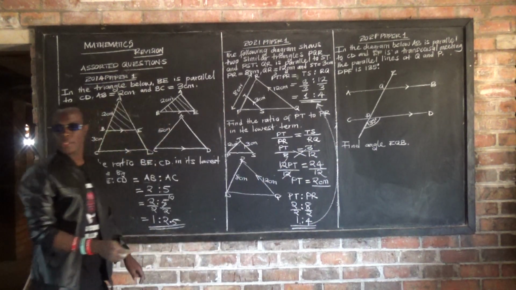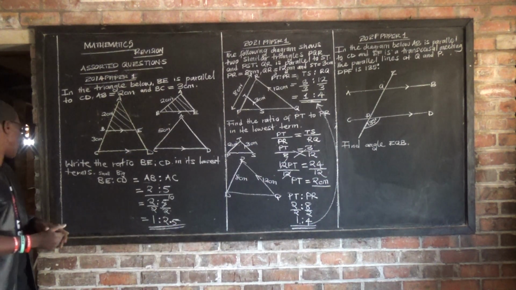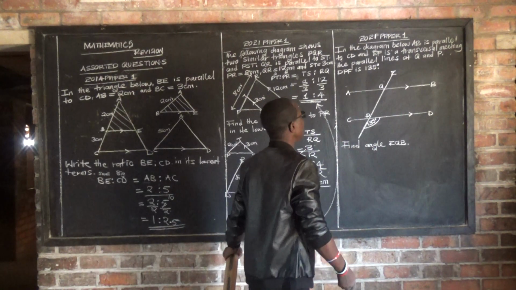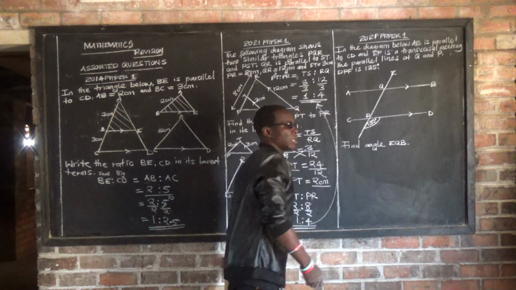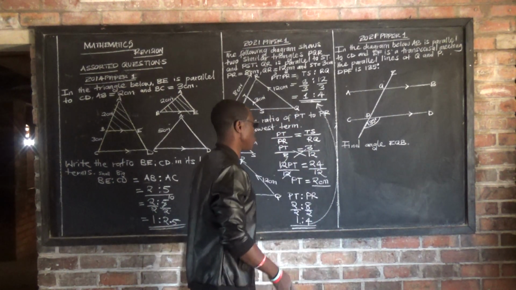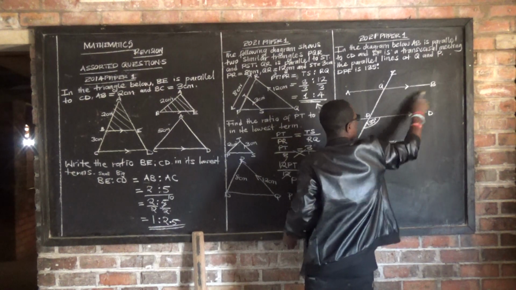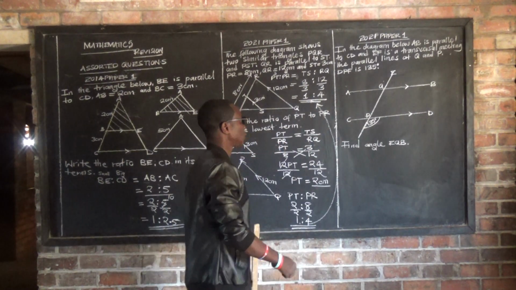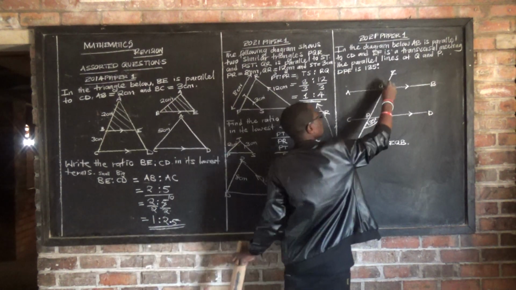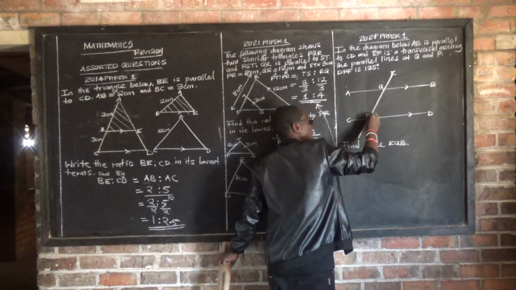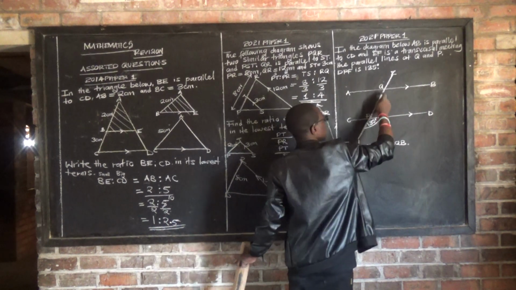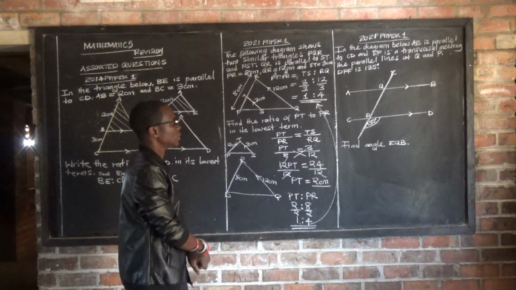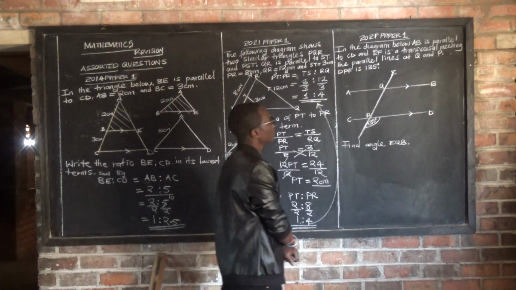Okay. Now the last question, which is a question on angles. It's saying in the diagram below, AB is parallel to CD. These two lines are parallel. Then, to these two parallel lines, we have a transversal line. We have this transversal, which is QB. Okay, this is our transversal line. Are we together? Yes.